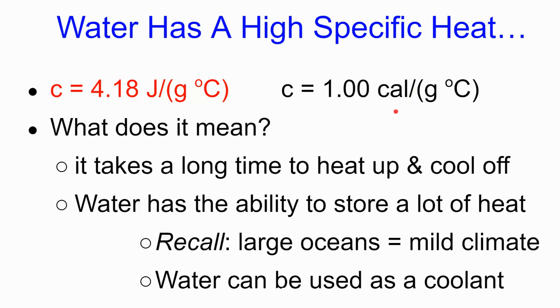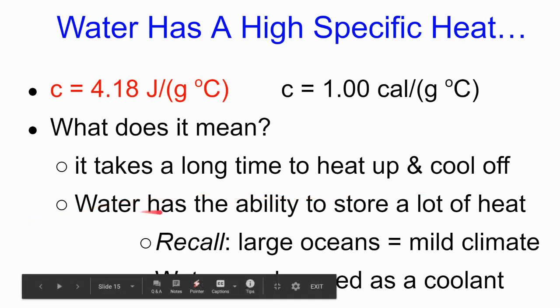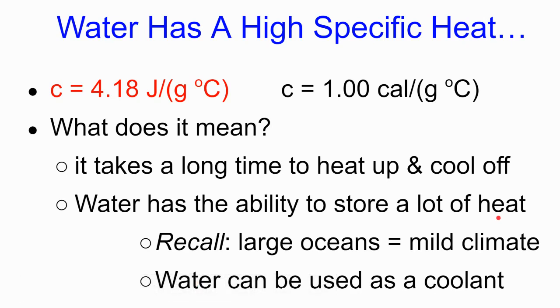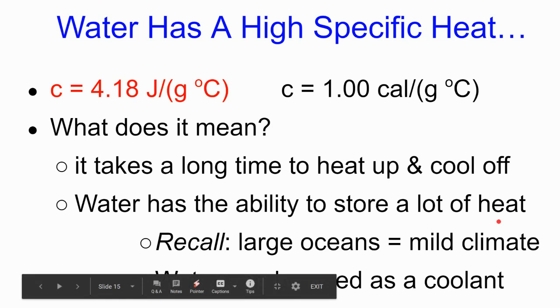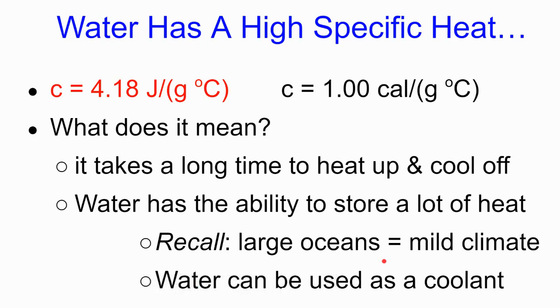All right, so why does water have a high specific heat? What does this mean? Well, it means that it takes a long time for water to heat up and cool down. So water has the ability to store lots of heat. And that's become very practical for mankind. For instance, if you live near a water source or near the ocean, you get the marine layer that's existing around you. Well, that keeps the temperature moderate. The temperatures can't heat up or cool down too fast. So we get that temperate climate.